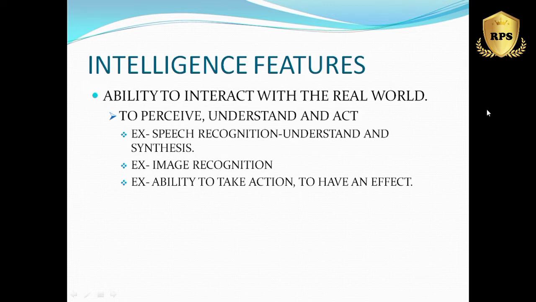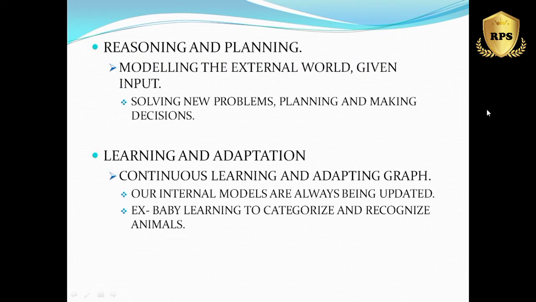For example, speech recognition, understanding, and synthesis. Like Alexa, she can recognize our speech easily and can act upon it. So she has this intelligence. Then image recognition, like phone security, we can lock our phone by our face. When the face is in front of the phone, then only it will open. Then the ability to take action to have an effect. Then we move further.